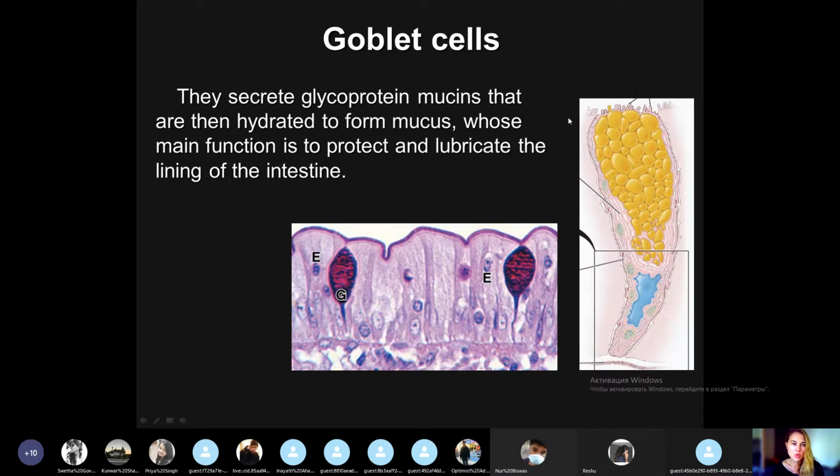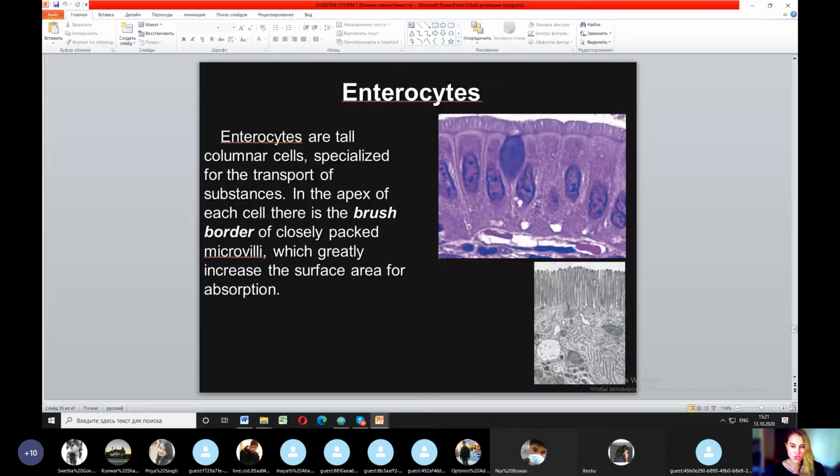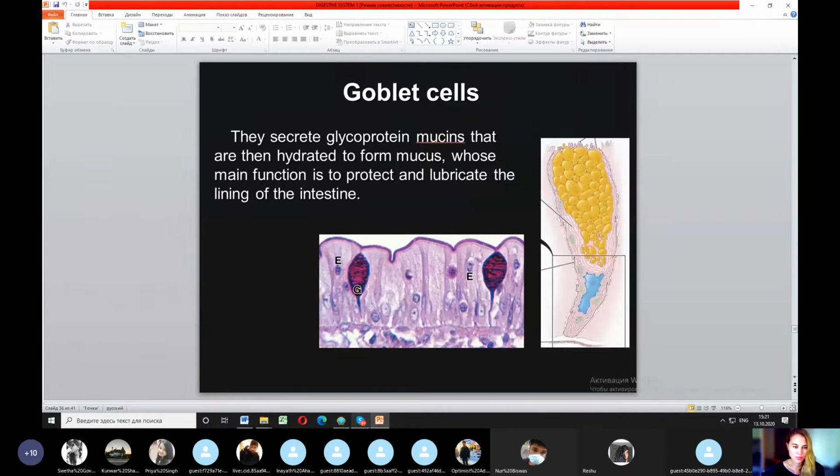Next are goblet cells. The goblet cells got their name due to their shape, this typical champagne glass. And we can see on the apical surface of the cell mucogen granules. The main function of the goblet cells is the production of the mucin.